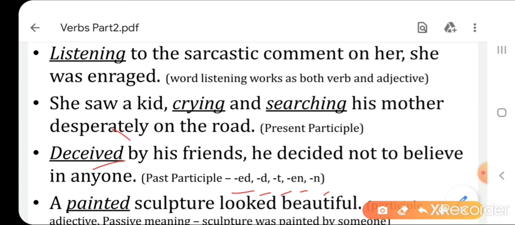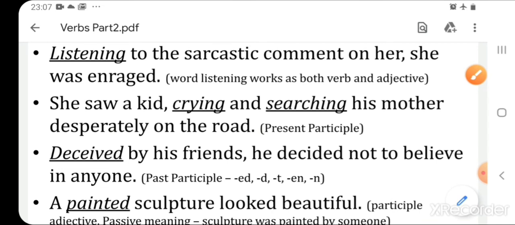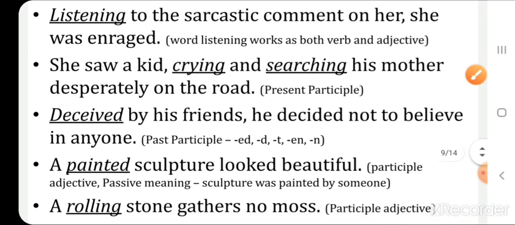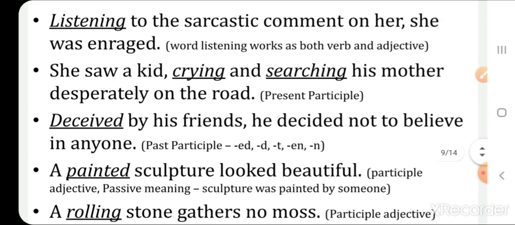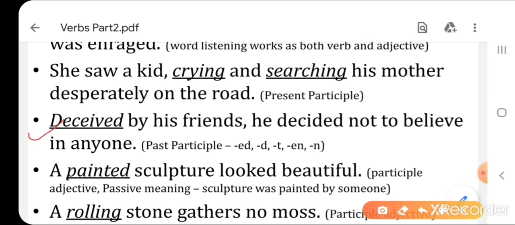So, deceived by his friends, he decided not to believe in anyone. Now here, deceived is what? A participle. Why? Because deceive is a verb and deceived is working as an adjective, or qualifying a noun. So this is a participle. It should qualify a noun or pronoun. Actually, he is a pronoun, so it's qualifying a pronoun in this example. And also, it should be a verb. It should take an object.